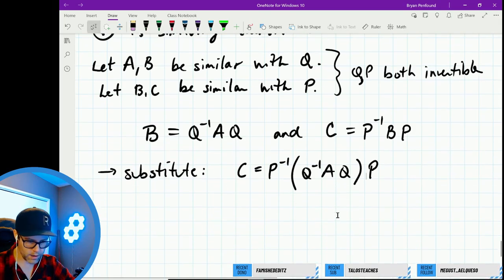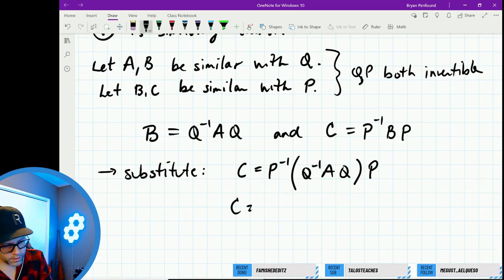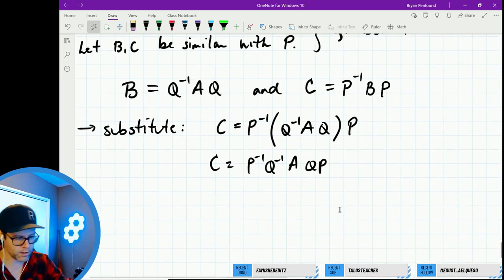Let's drop the brackets and regroup some stuff. So here we have C is P inverse Q inverse AQP. So we need to figure out, it looks like the candidate that we want is QP.